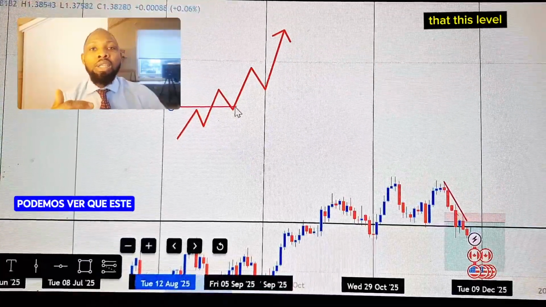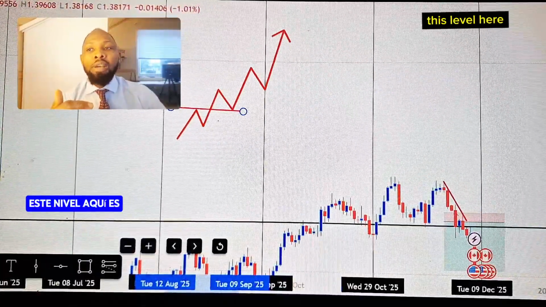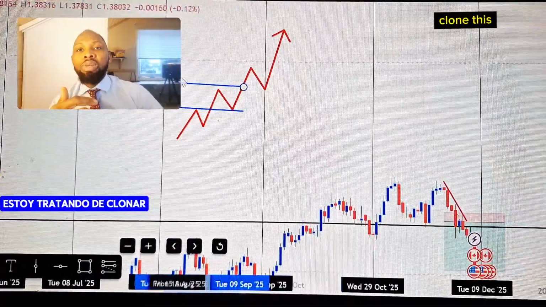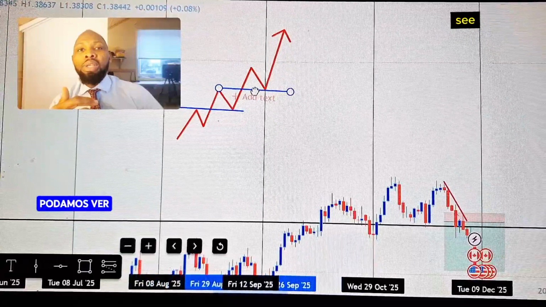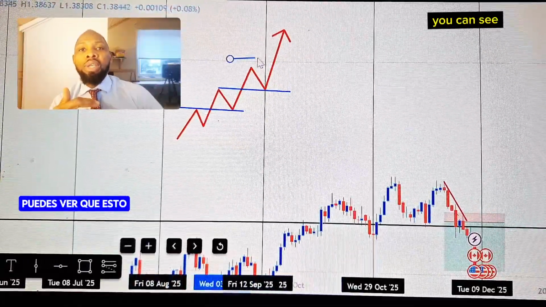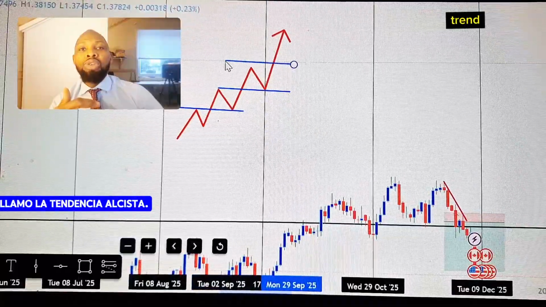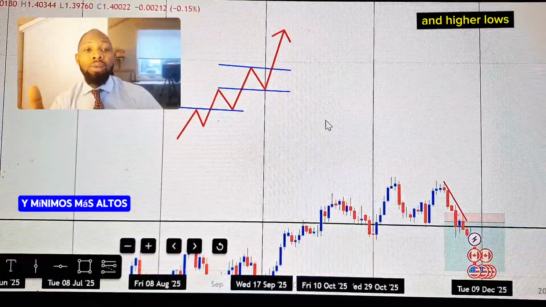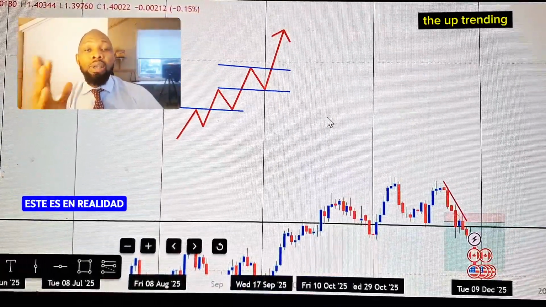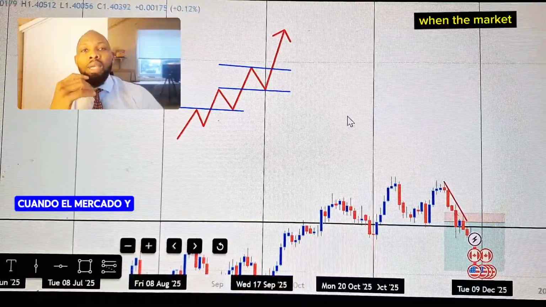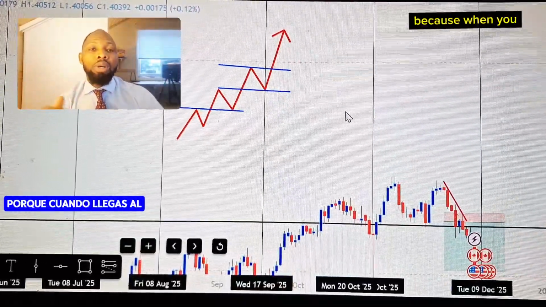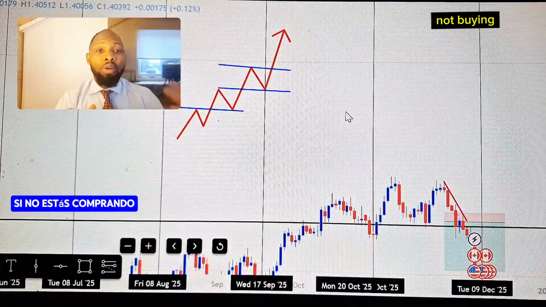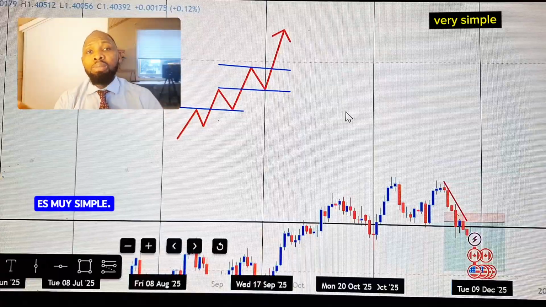We can see this level here, which I'm going to mark with blue. This level here is the level that the market respects most of the time. I'm trying to clone this blue line so that we can see. So guys, you can see that this is what I call the uptrend. When the market is trending up, it is making a series of higher highs and higher lows. When the market decides to go down, remember that in financial markets, if you are not buying, you are selling. It's a very simple concept.